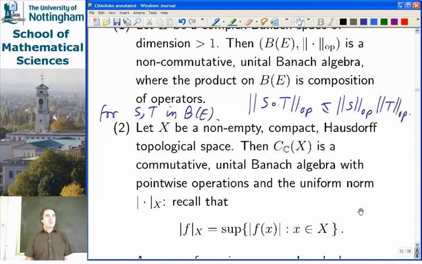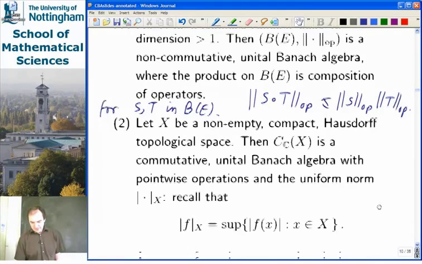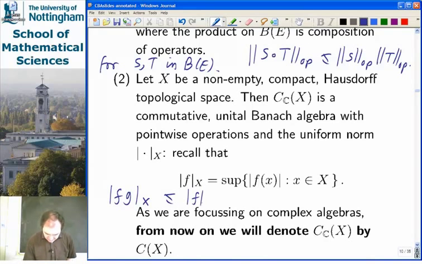And then you've got continuous complex valued functions on X. And we know that's a Banach space. And so saying that it's a Banach algebra, the new content is that the uniform norm of fg is less than or equal to the uniform norm of f times the uniform norm of g.